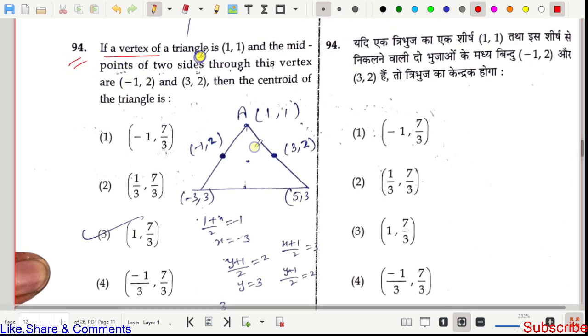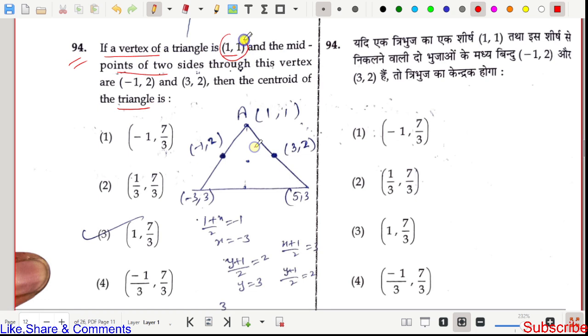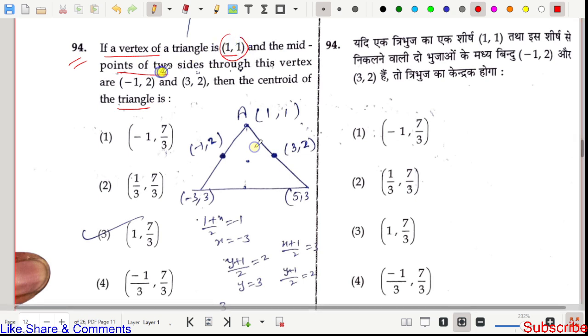If the vertex of a triangle is (1, 1) and the midpoints of the two sides through this vertex are (-1, 2) and (3, 2), then find the centroid of this triangle. So a vertex of the triangle is given, and the midpoints of the sides passing through this vertex are given, and then we have to find the centroid.